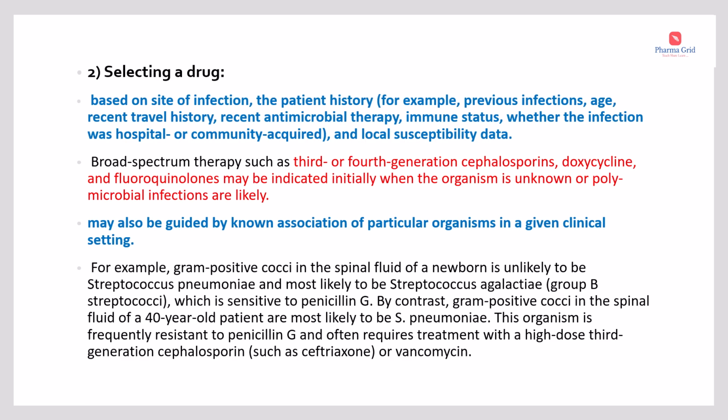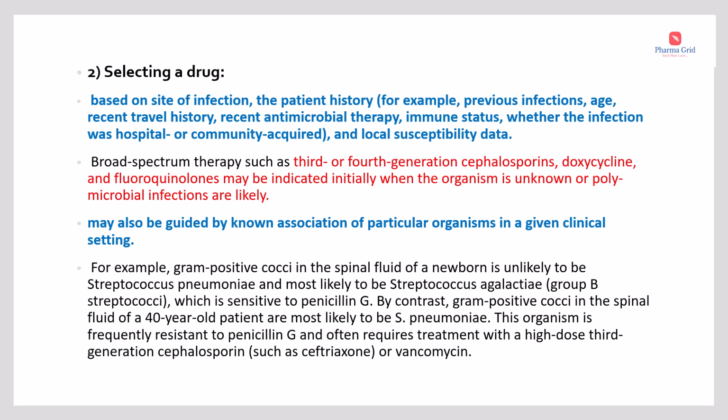Now, selecting a drug. It should be based on certain factors such as the site of infection, the patient history, for example, previous infections, age of the patient, recent travel history, recent antimicrobial therapy, immune status, whether the infection was hospital or community acquired, and local susceptibility data. Then broad spectrum therapy. Broad spectrum antibiotics are those antimicrobials that cover a wide range of microorganisms. Broad spectrum therapy such as third or fourth generation cephalosporins, doxycycline and fluoroquinolones may be indicated initially when the organism is unknown or polymicrobial infections are likely.